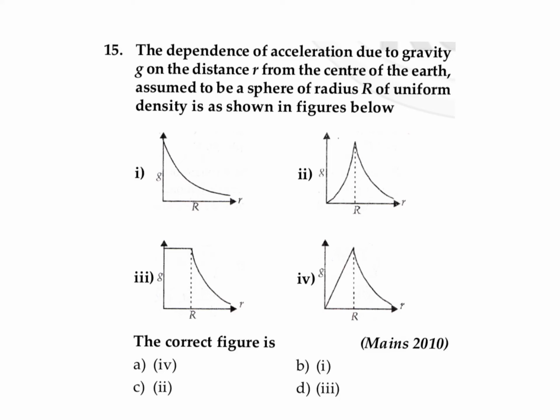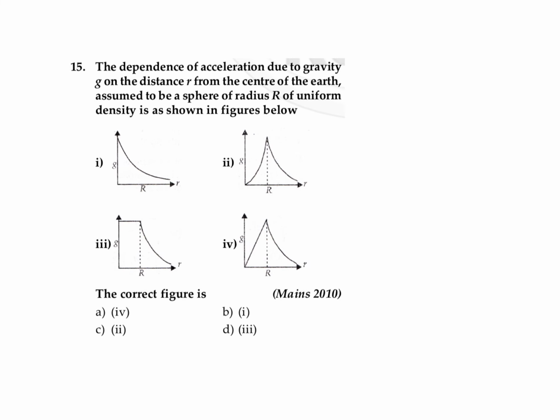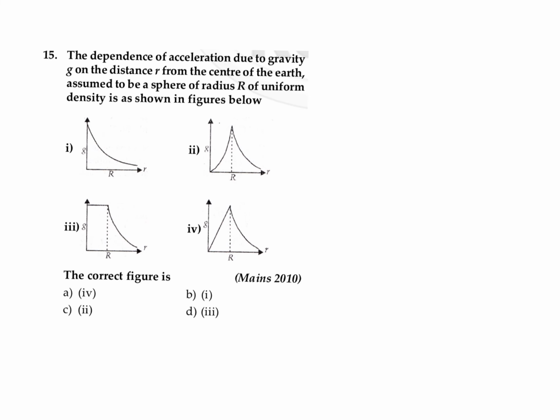The dependence of acceleration due to gravity g on the distance r from the center of Earth, assumed to be a sphere of uniform density, as shown in figure S. The aim is to find out the variation of acceleration due to gravity with distance r from the center of Earth.